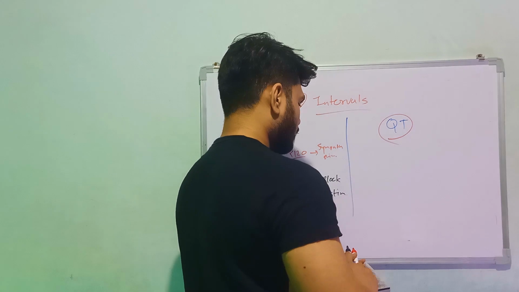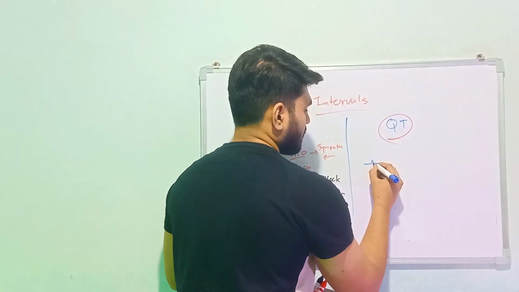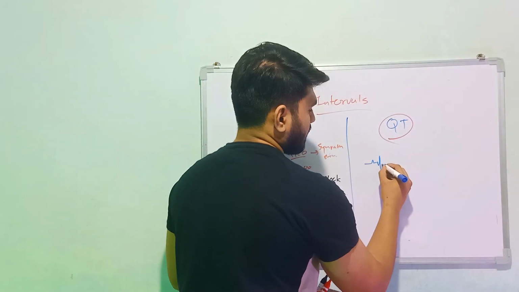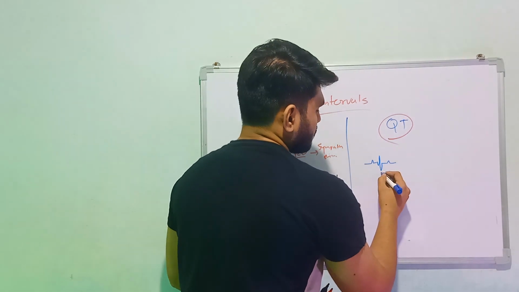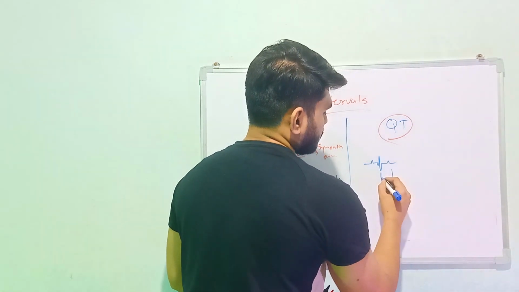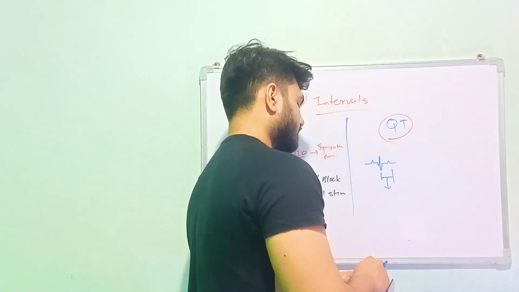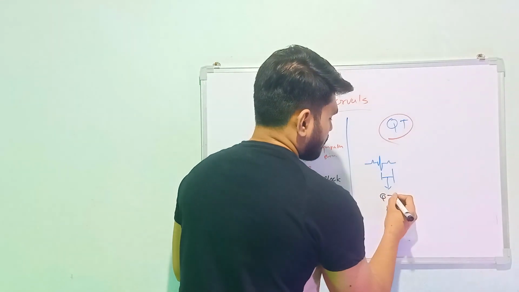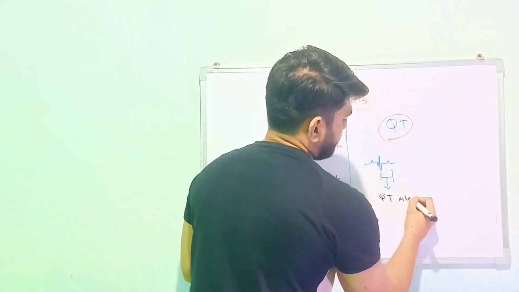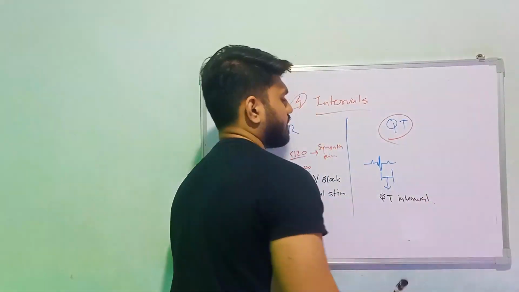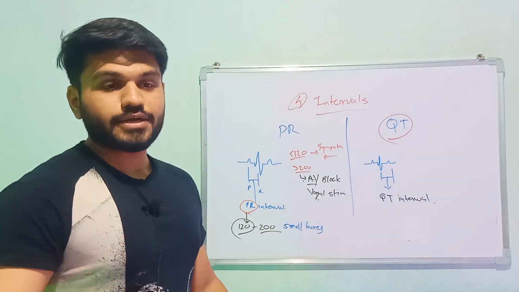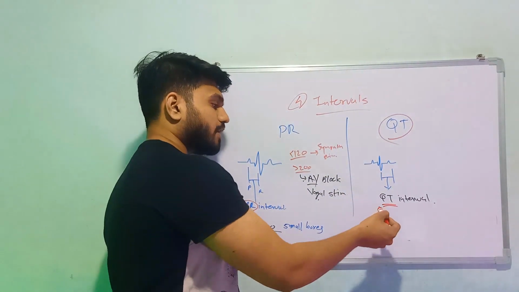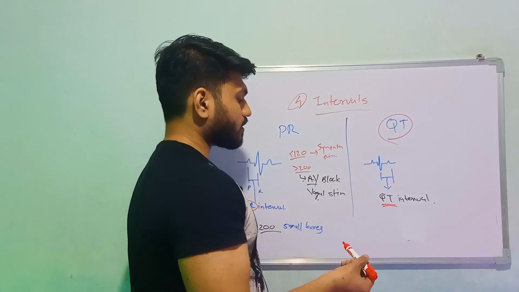So as all of you know, this is our P wave, Q wave, R, S, and T wave. So this is our Q and this is our T. So this interval is our QT interval. Okay. So this is our QT interval. So we have to see if QT interval is prolonged or shortened.